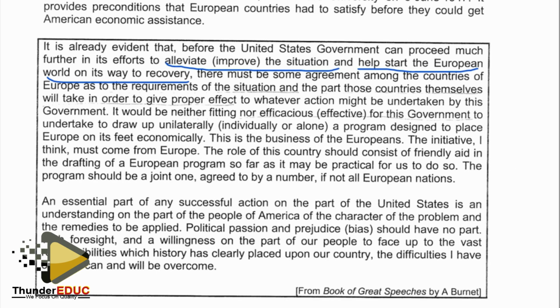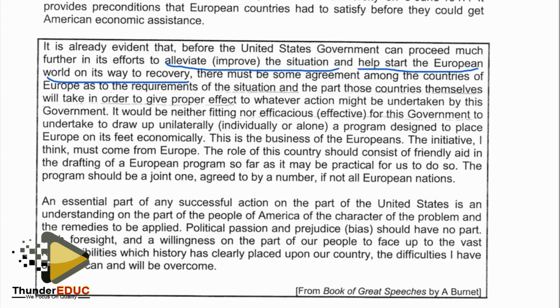we will check from our sources. Right, it says: there must be some agreement among some of the countries of Europe as to the requirements of the situation, and the part those countries themselves will take in order to give a proper effect to whatever action might be undertaken by this government. It would be neither fitting nor efficacious nor effective for this government to undertake to draw up unilaterally, or alone, a program designed to place Europe on its feet economically. This is the business of Europeans.